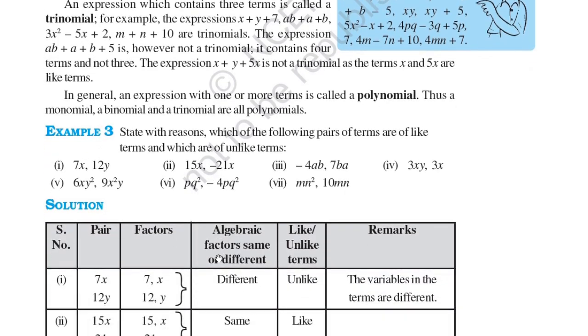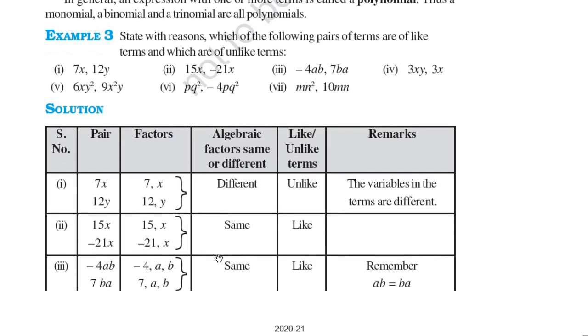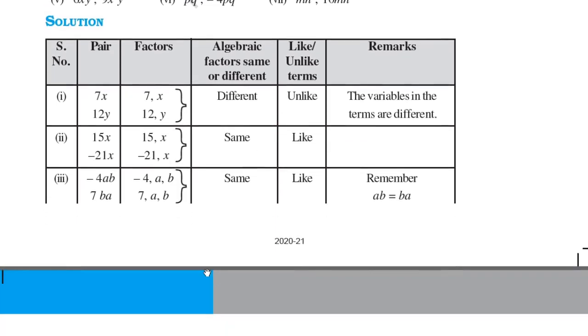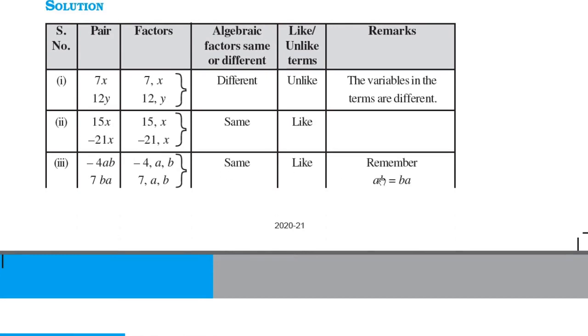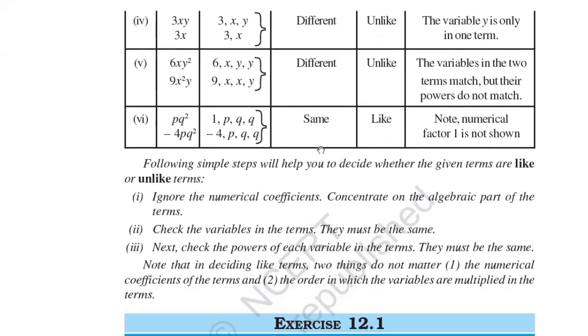In example 3, state with reasons which of the following pairs of terms are like terms and which are unlike terms. There are pairs: 5x and 7x, 12y first, and the second one is 15x and minus 21. The factors are again 7x and 12y. You can see they are different, so they are unlike terms. The variables in the terms are different. This is the remark. Here you can see they are the same, so they are like terms. Remember ab is equal to ba. So they are also different.